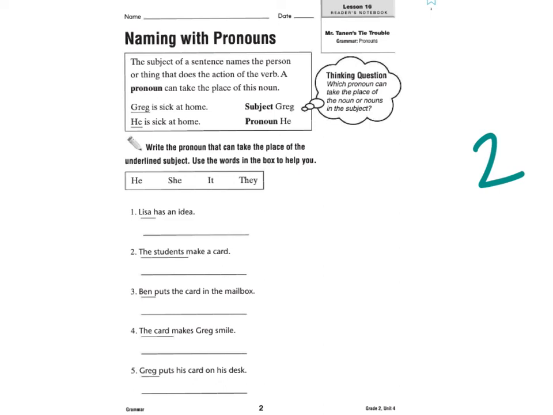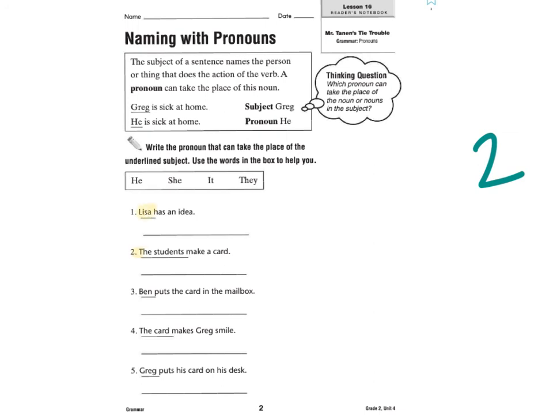For example, Greg is sick at home. Greg is the subject. That's who this is about. So we can change his name and put he as our pronoun. He is sick at home. So think about which pronoun can take the place of the noun or nouns in the subject of the sentence. For these 5 sentences, read the sentence and then write the pronoun that can take the place of the underlined subject.